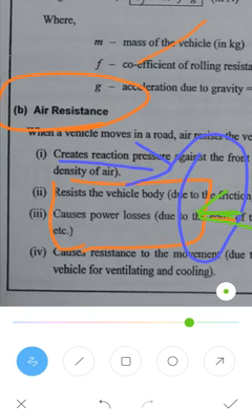Next, there will be a power loss. That is due to the eddy. Whatever the eddy loss in the airflow behind the vehicle, there will be a power loss.